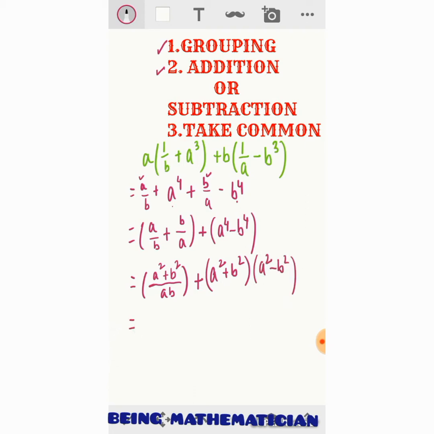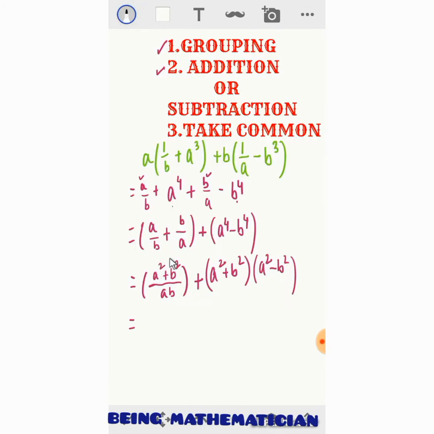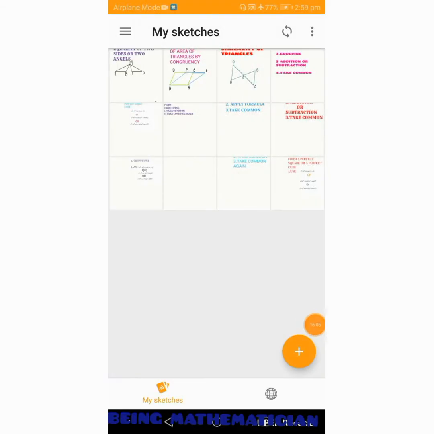Now it clearly gives us these two factors, that is a square plus b square and a square plus b square here. So step 3, take common. So we take common a square plus b square, then we get 1 by ab plus a square minus b square. Now we move to the next tricks.